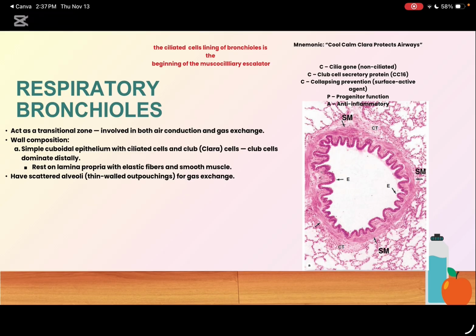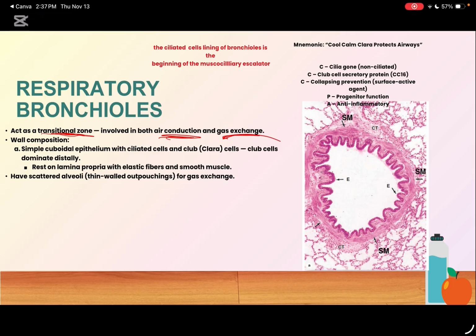They act as a transitional zone. And what do they do basically? What do they get involved in? They are involved in both air conduction and gas exchange. What is its wall composition?